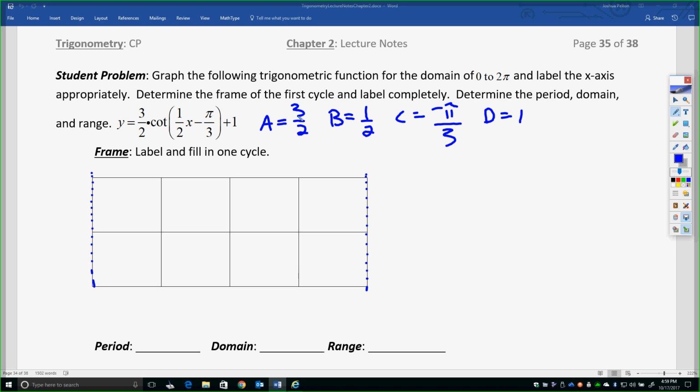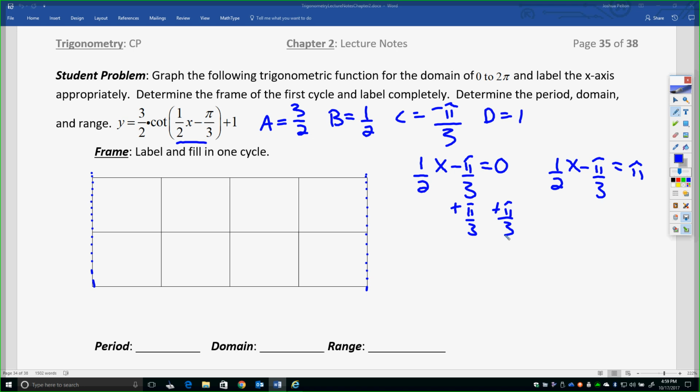Okay, so the problem with cotangent is every pi we have an asymptote, because it's undefined. So we'll take our inner value, 1/2 x minus pi over 3 equals 0, and 1/2 x minus pi over 3 equals pi. So 0 and pi will be the first ones for every iteration of pi. Okay, solve the equation. So pi over 3, pi over 3. So 1/2 x equals pi over 3 times 2. x equals 2 pi over 3. So that is our initial value where the first asymptote is.